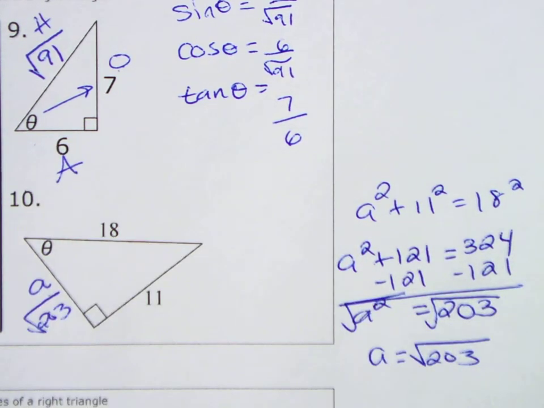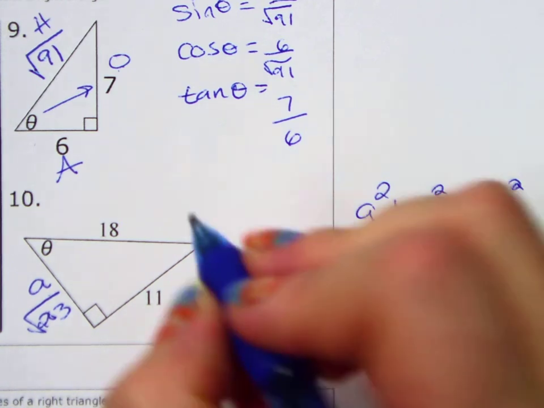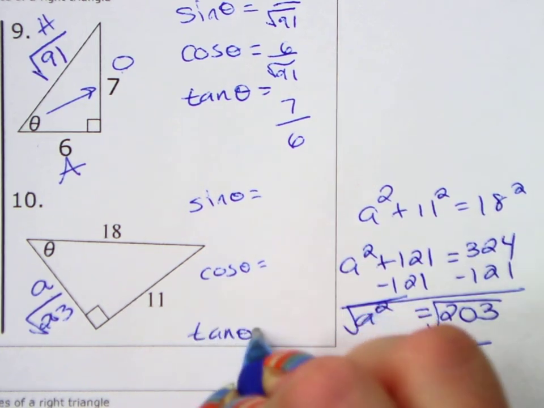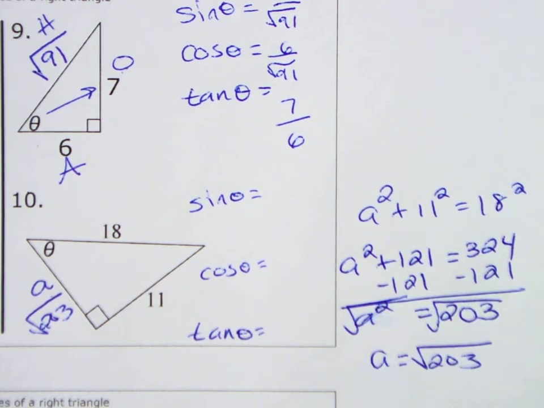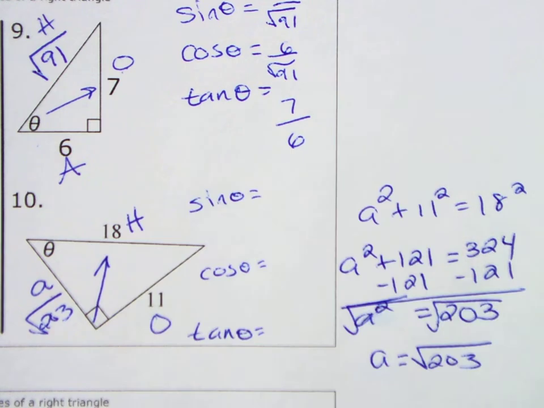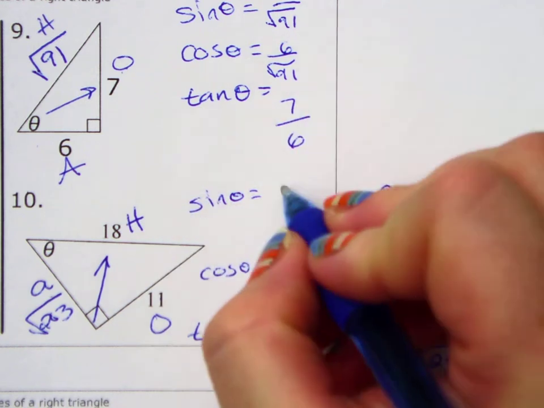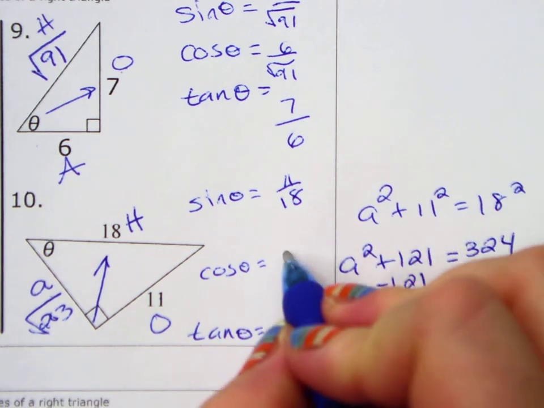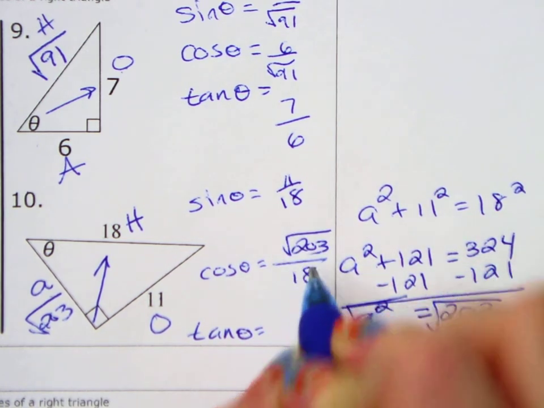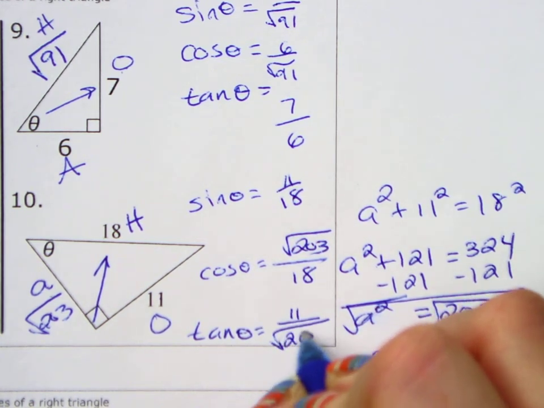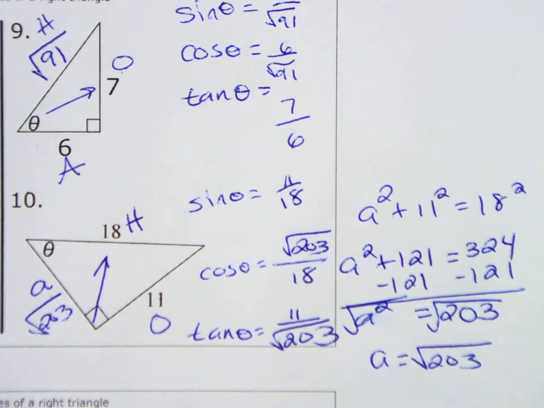Okay. All right. So now we are going to write sine, cosine, tangent. Okay. So this is our A. Where's our O? It's our 11. H. Sine, again, is O over H. Sohcahtoa. 11 over 18. Cosine, adjacent over hypotenuse, radical 203 over 18. And tangent, opposite over adjacent, 11 over radical 203.